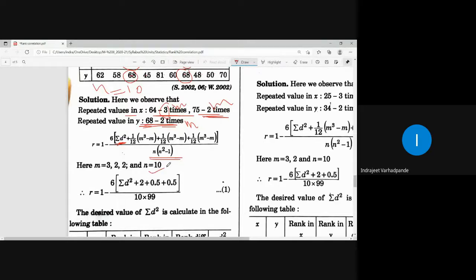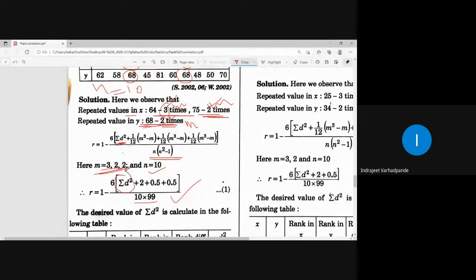Number of observations is 10. M is equal to 3, M is equal to 2, M is equal to 2. This is how we will have the formula. Now m cube minus m: 27 minus 3, that is 24, right? 3 cube minus 3 divided by 12. Solve this and you will get the value. Now n into (n square minus 1): 100 minus 1 is 99, 99 into 10, that is the denominator they have calculated. So appropriately they have got this particular value.